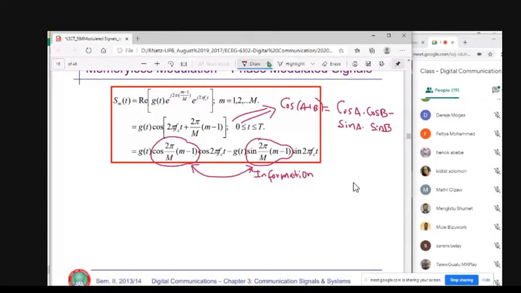If you look into the other terms, i.e., you have g of t times cosine of 2 pi f c of t, and also here you have g of t times sine of 2 pi f c of t, these are terms that remain the same in each symbol interval. Actually, these two would form the basis functions.